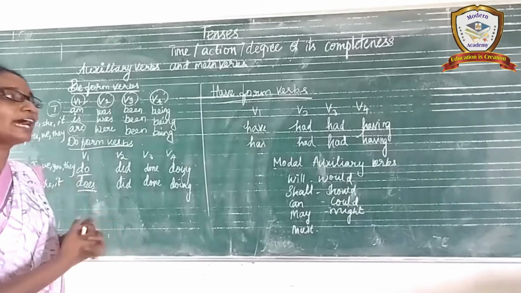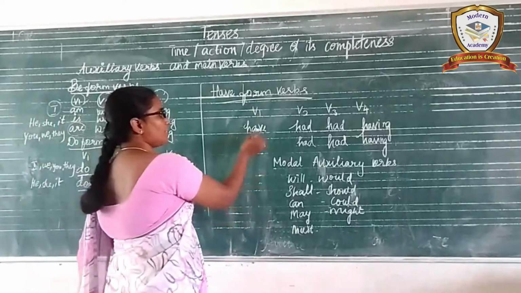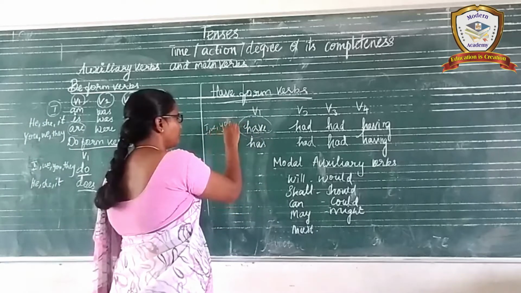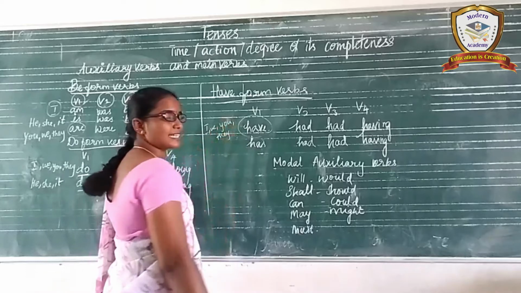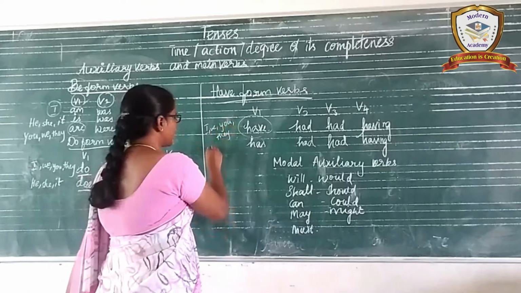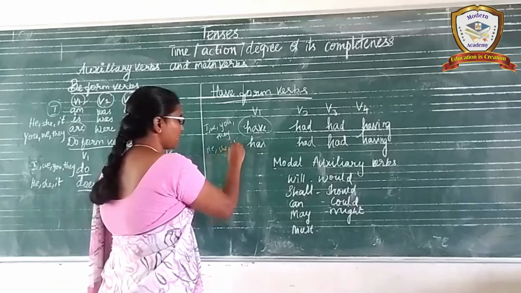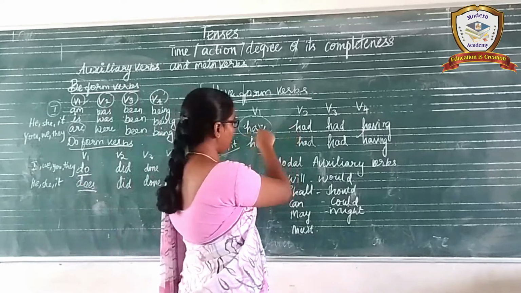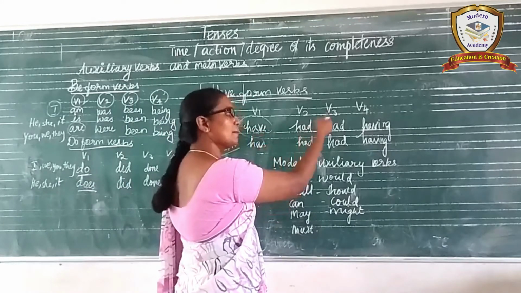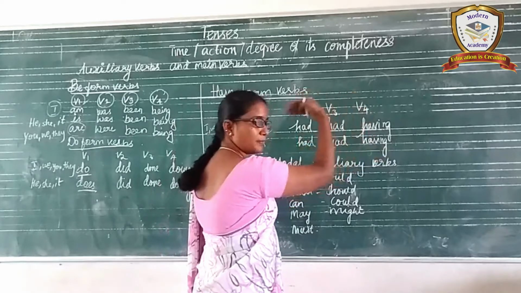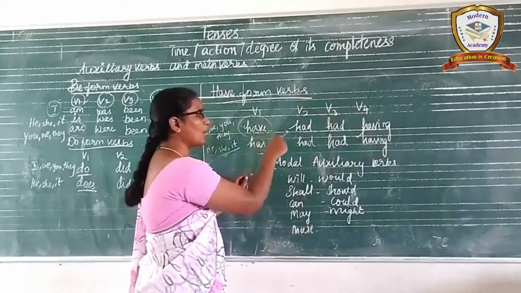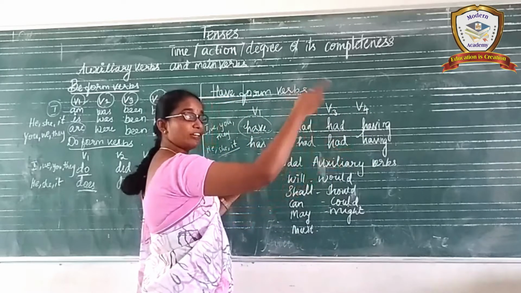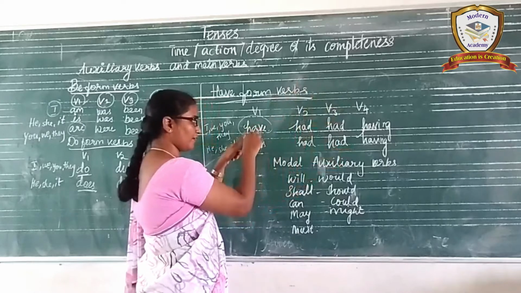Understand? And the next one, have form verbs. Present tense have form verbs are have and has. If the subject is I, we, you, they, the present tense have form verb is have. If the subject is he, she, it, the present tense have form verb is has. Have and has past form is had. Past participle had. Present participle having. Understand? Have, had, had, having. Has, had, had, having.